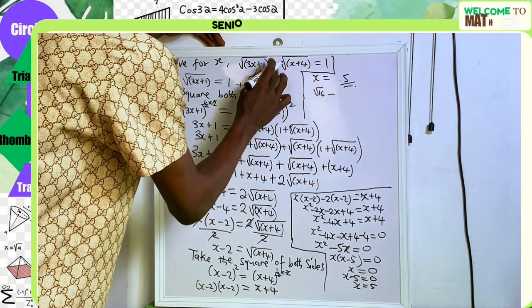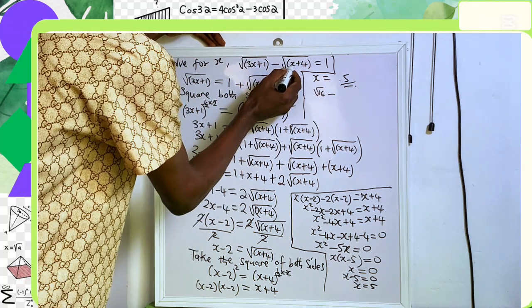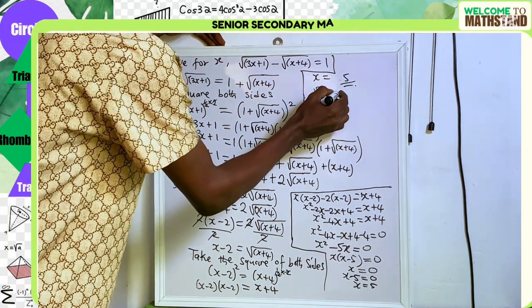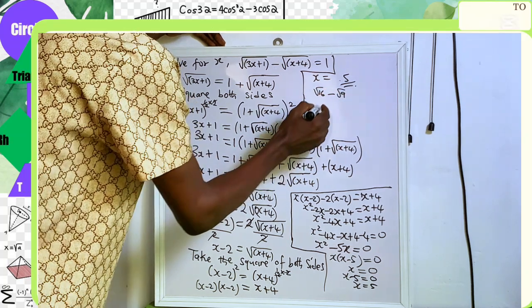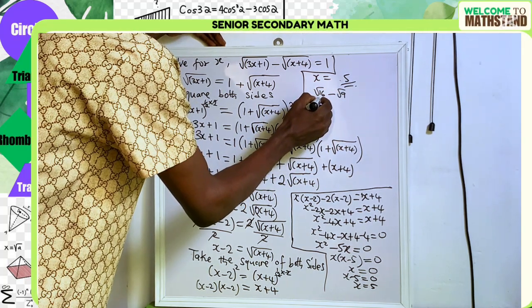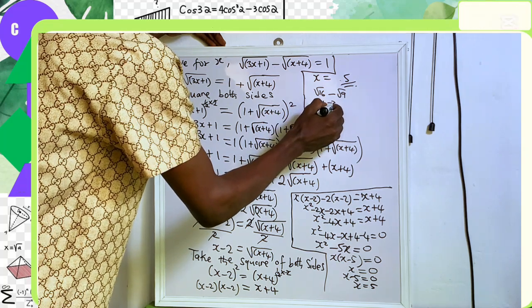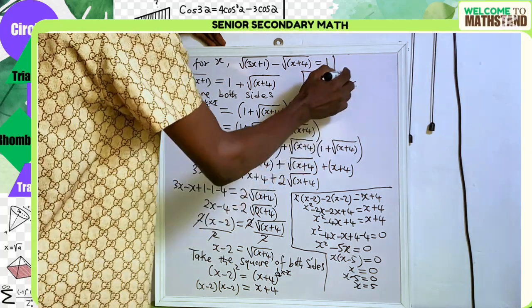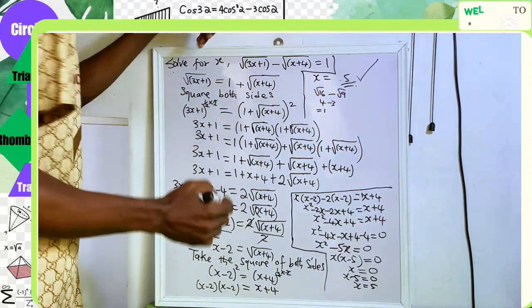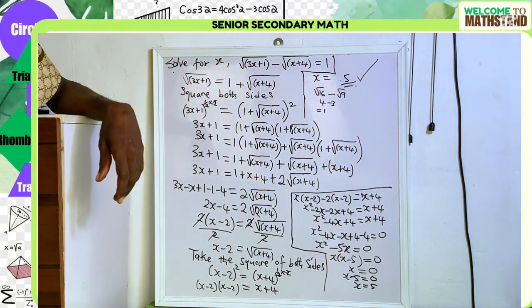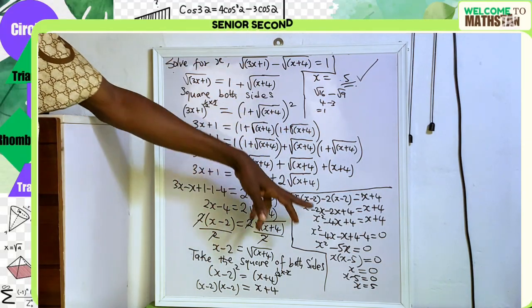Then bring down a minus. Now if x is 5, 5 plus 4 is 9. Square root of 9 is 3. So the square root of 16 is 4, and the square root of 9 is 3. 4 minus 3 is equal to 1. So therefore the exact answer for x is 5 and not 0.